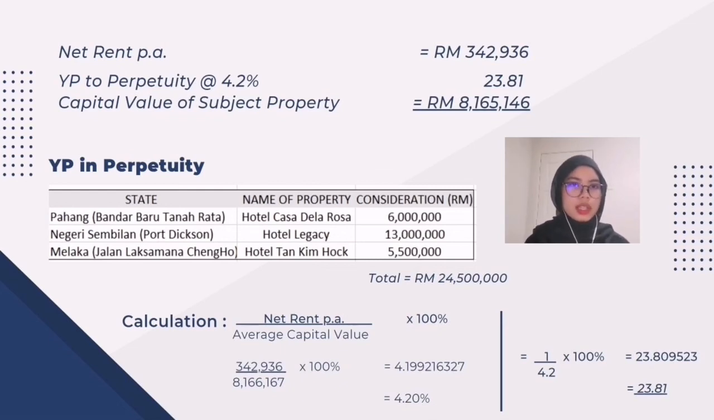Using the percentage that we got earlier, we can get 23.81 by dividing 1 by the percentage and times 100%. In order to get the capital value of our subject property, we have to multiply the net rent per annum by the YP in perpetuity, which is 23.81. So therefore, we can get our answer.